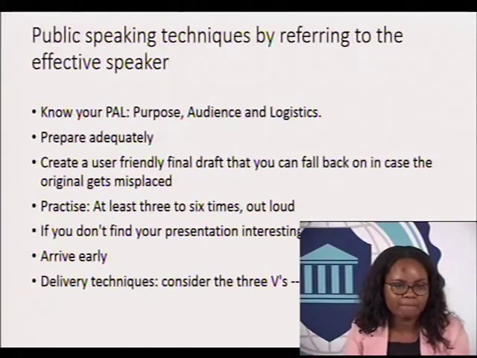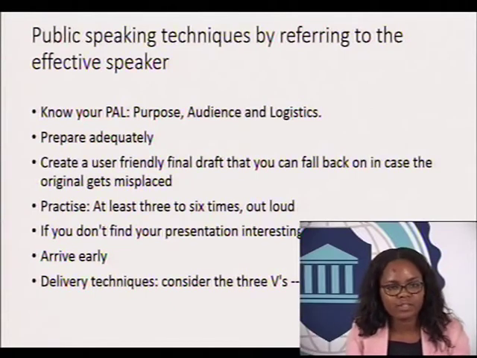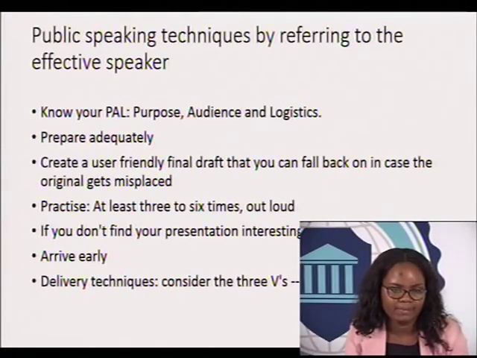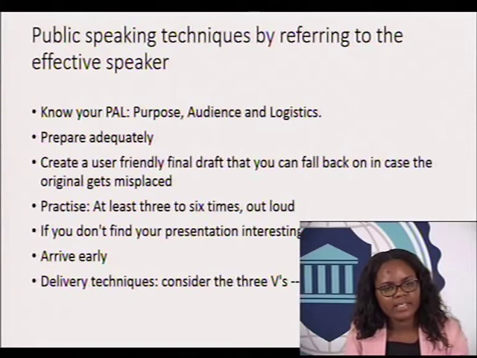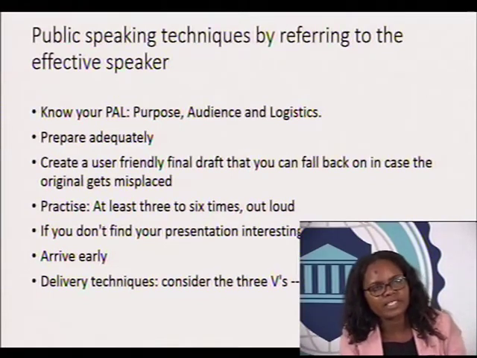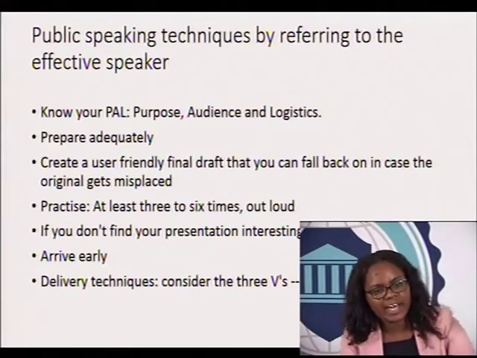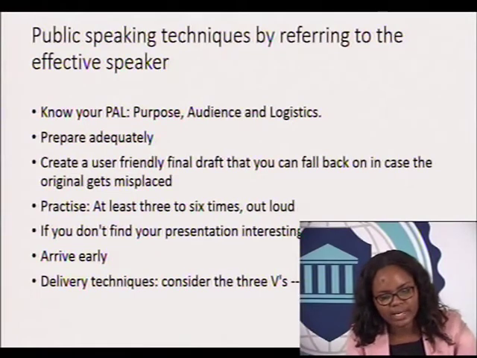Next slide is on public speaking techniques by referring to the effective speaker. A similar question was asked in the assignment, and there are some students who, let's say, only focused on public speaking techniques or speaking techniques in general. But the question was to refer to the effective speaker. So here are the things which are also part of your study guide.